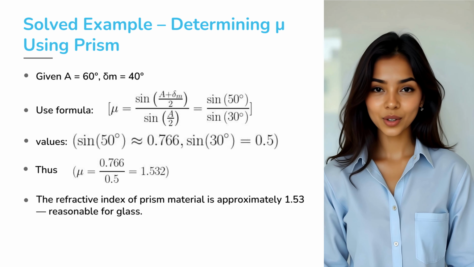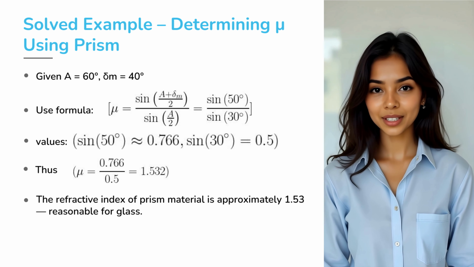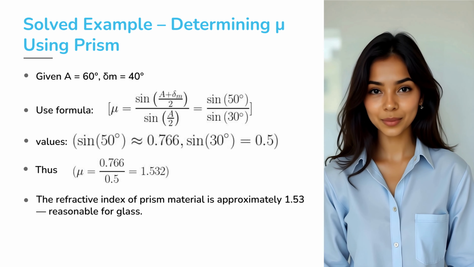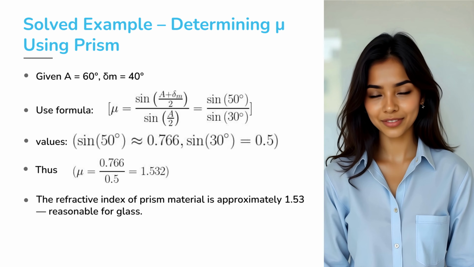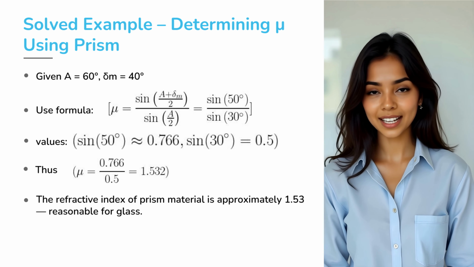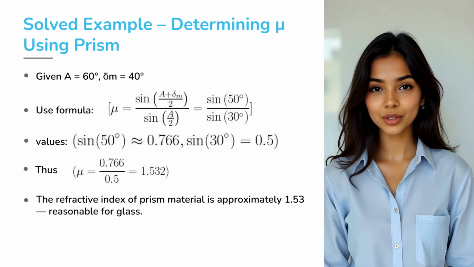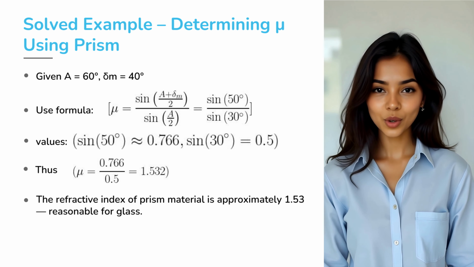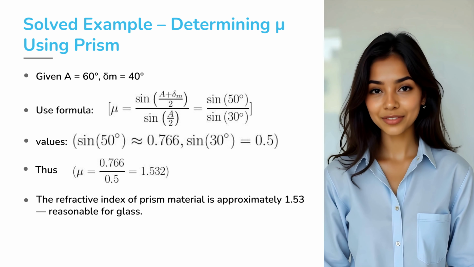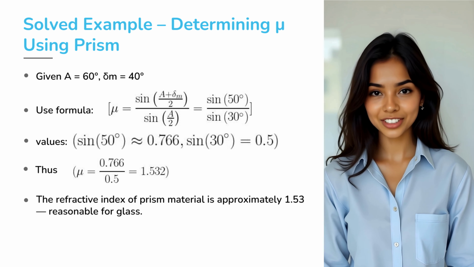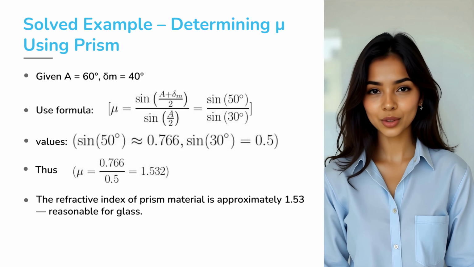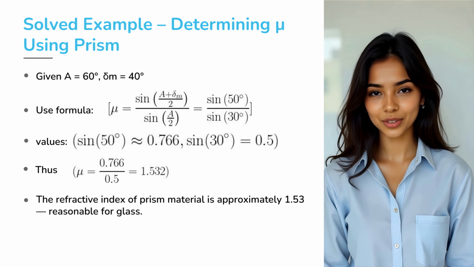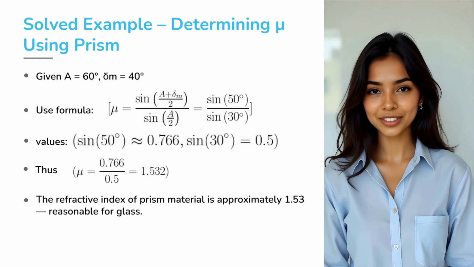Let's see how this all comes together with a quick example. Suppose we have a prism with an angle of prism A equal to 60 degrees and the minimum deviation delta sub m is measured as 40 degrees. Using our nifty formula, the refractive index mu equals sine of open bracket 60 plus 40 degrees divided by 2 close bracket divided by sine of 60 degrees divided by 2. So, we calculate sine of 50 degrees over sine of 30 degrees.